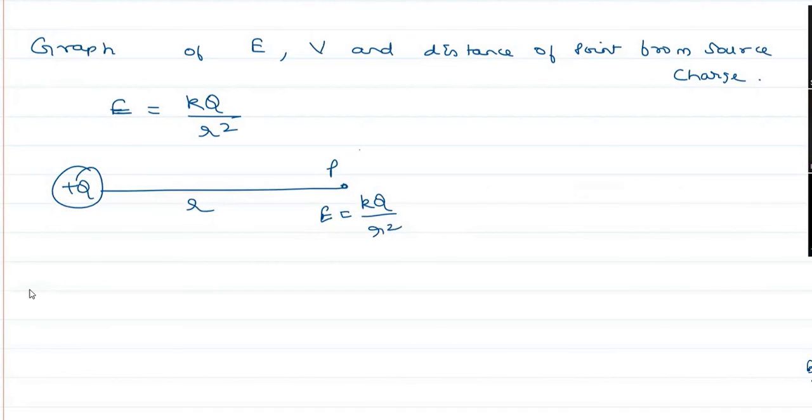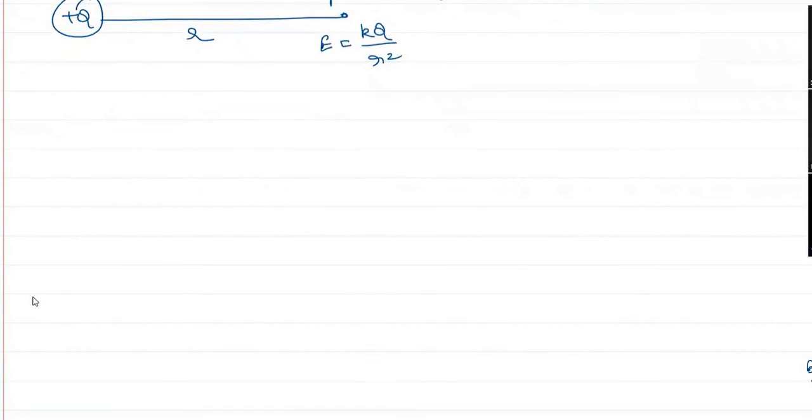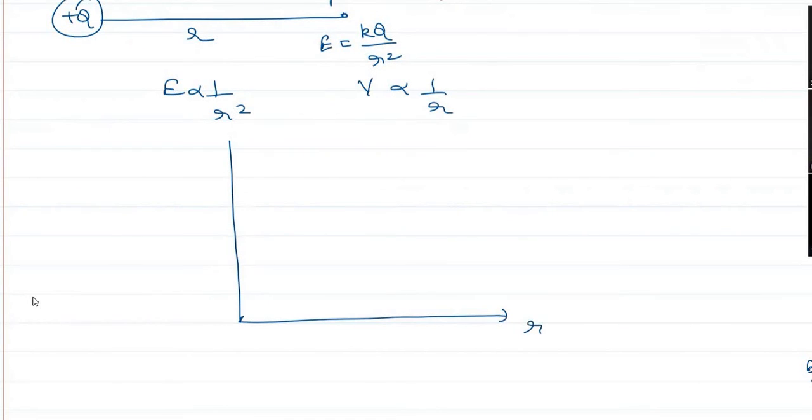And what is the electric potential at the point P? It is KQ by R. So I am going to write this. From this, what we can write? Draw the graph between these two things. E is inversely proportional to the square of the distance, whereas V is inversely proportional to the distance. So when you draw the graph between these two things by taking R along the x-axis, E and V along the y-axis, two graphs, two lines you need to draw.